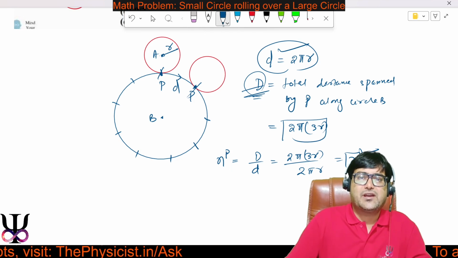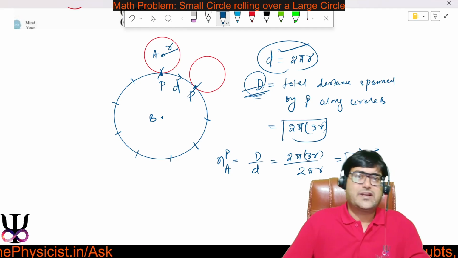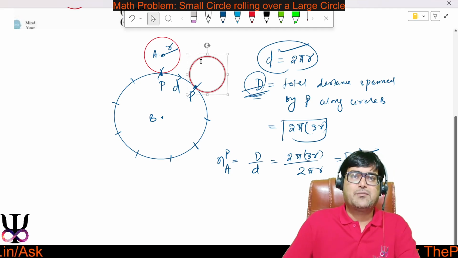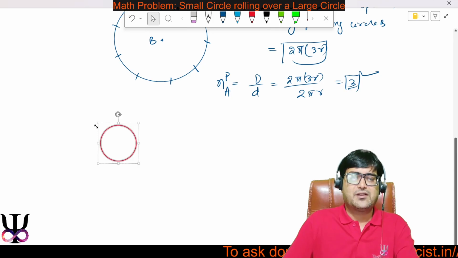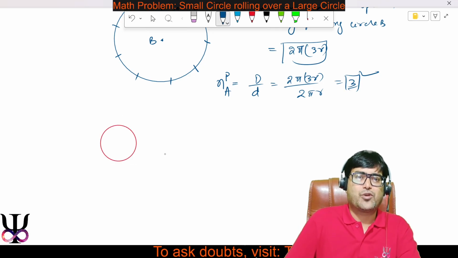N of P around A. Yes or no? Let me explain what I mean. Imagine if I take this circle. Understand, if this point is P, this point is A.